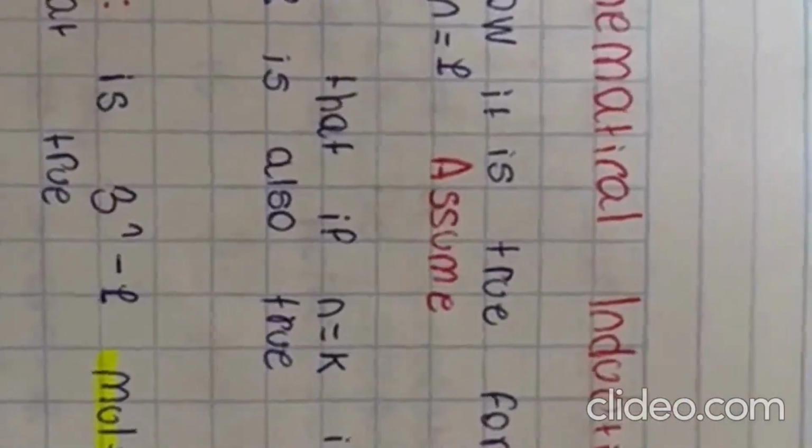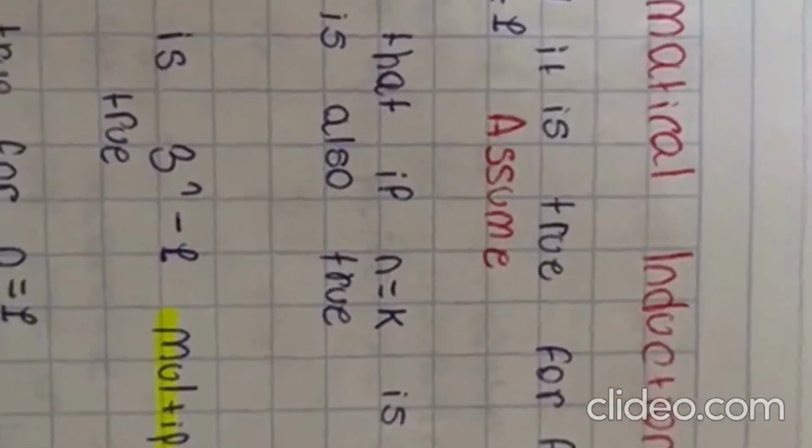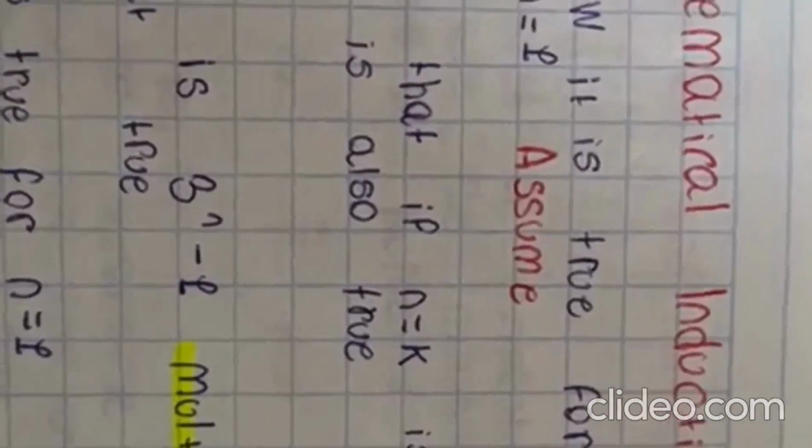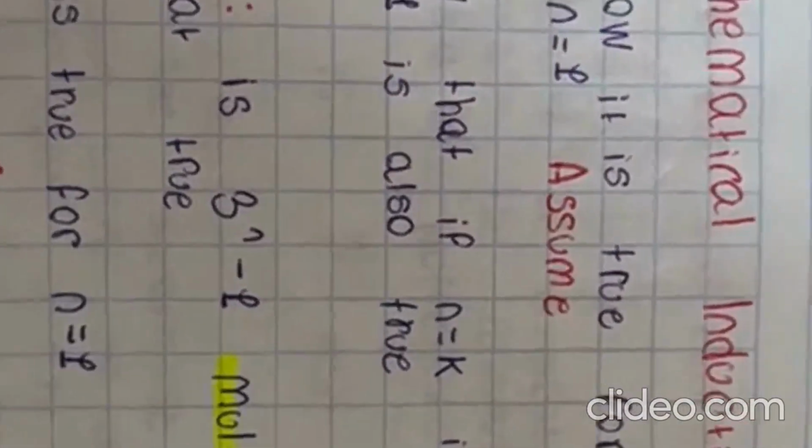Mathematical induction is used in 3 steps. The first is to show that the statement is true for the base case. This case is usually when the number is equal to 1.